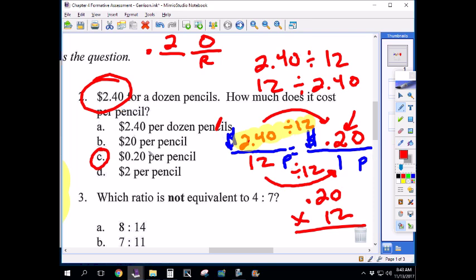So again, if you got the answer right, great. But if you didn't show this proportion, it is wrong. Okay? And if you don't show the proportion tomorrow, it will be half wrong.